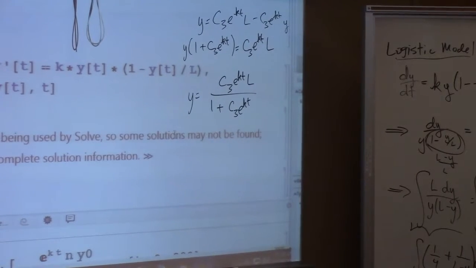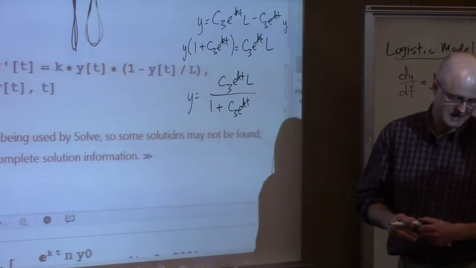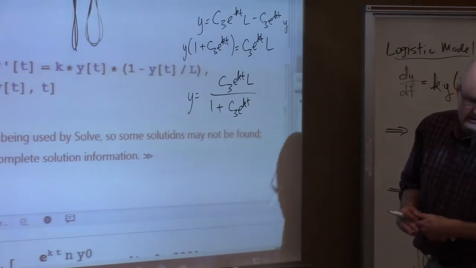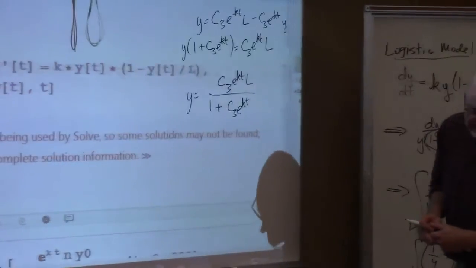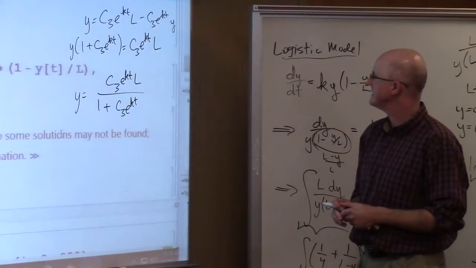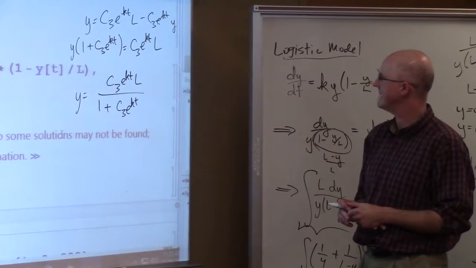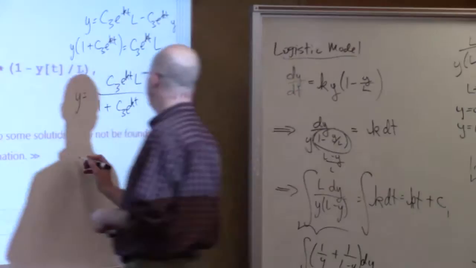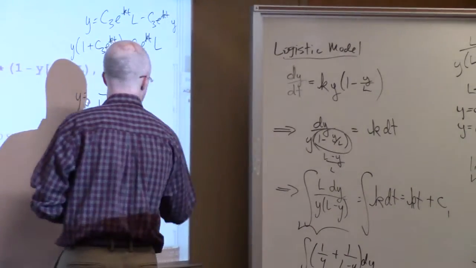It's not the form the book does. The book, if you look on page 631, if you happen to have your book, leaves this in another form. What they do is they divide the top and the bottom of this by c3 e to the kt, essentially. Leaving just an L up top.